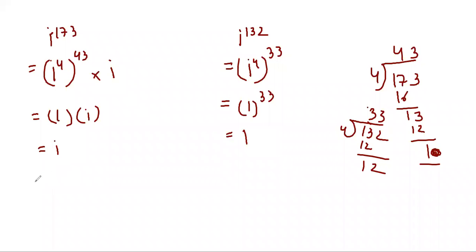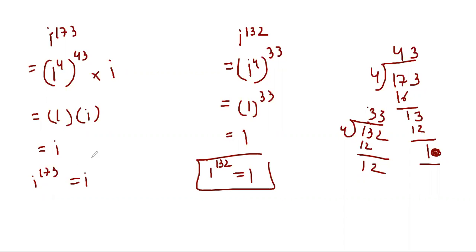So I got this answer. I raised to 173 as i, and I got i raised to 132 as 1. So these two answers I got. I hope you understood everything about i. If you want, you can copy this, but do confirm that you have understood everything, whatever I have taught. Let's not keep anything.